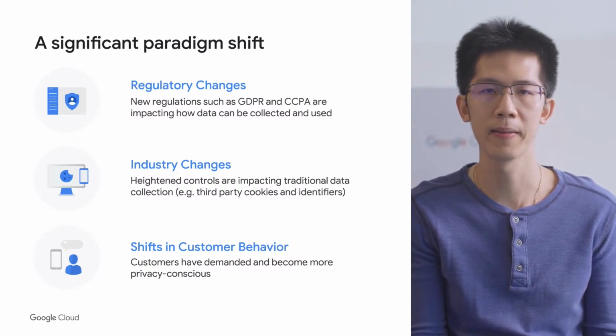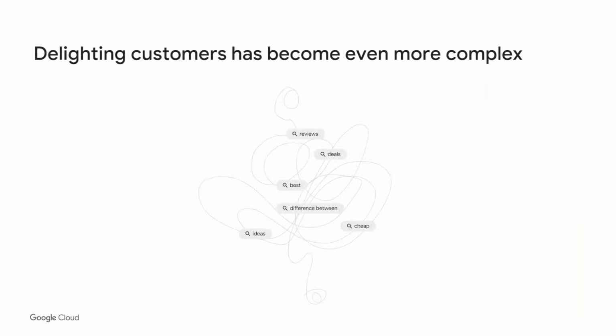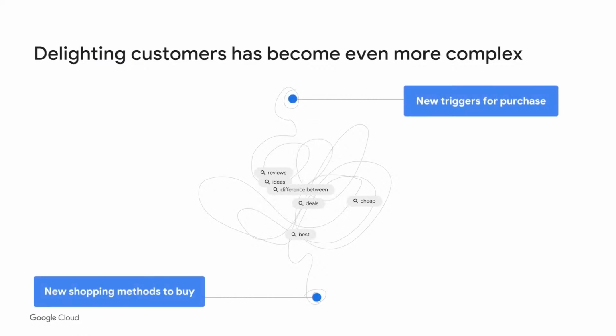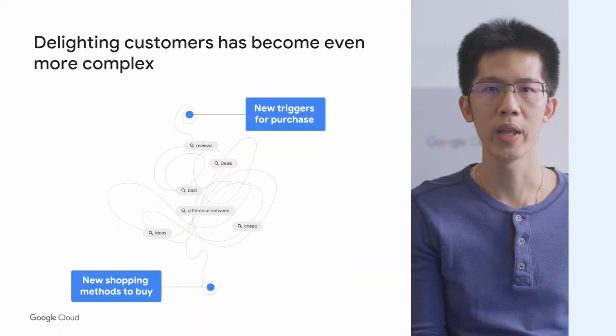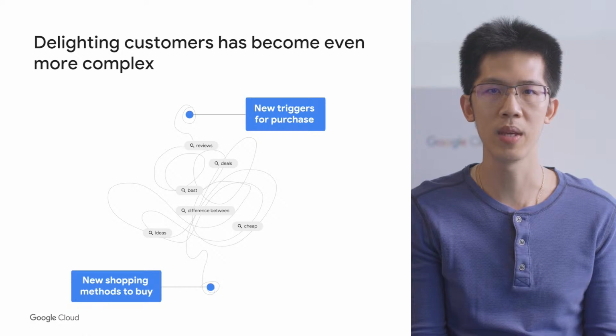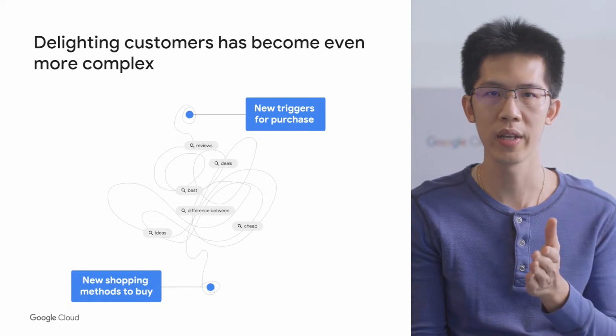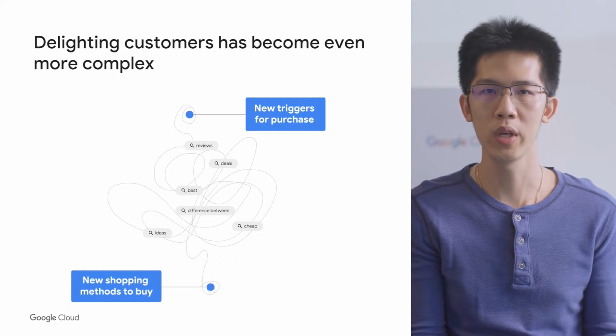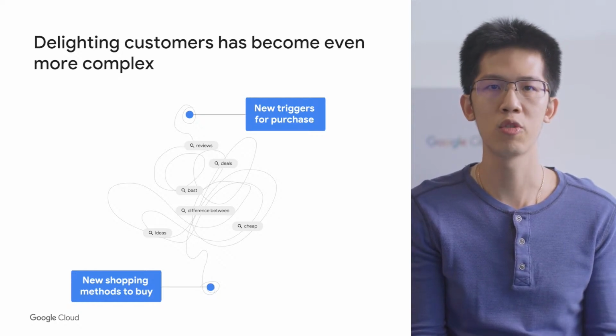If we take a closer look at the customer journey, the basics still remain. Making a shopping decision still starts with a trigger and ends with a purchase. But what has changed is that the journey is not so neat and linear anymore. What I mean by that is we are seeing less and less people going from search, discovery, to purchase in one single session.